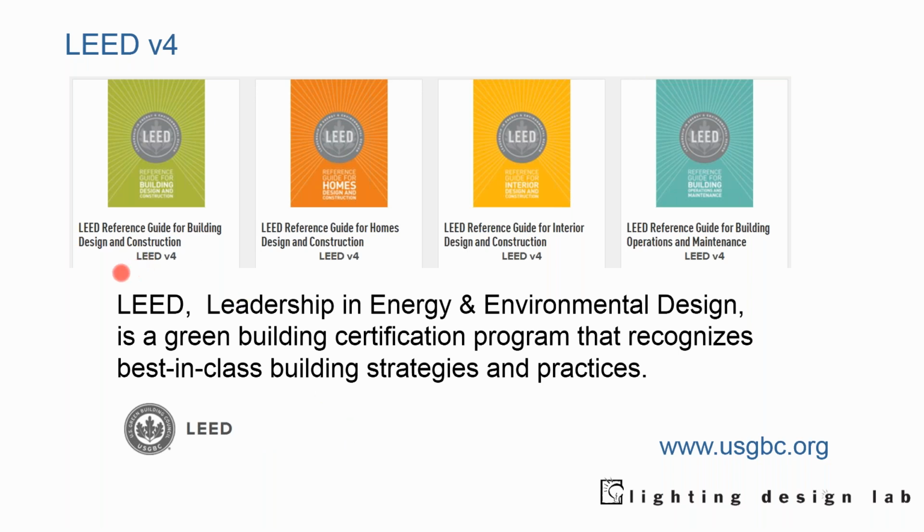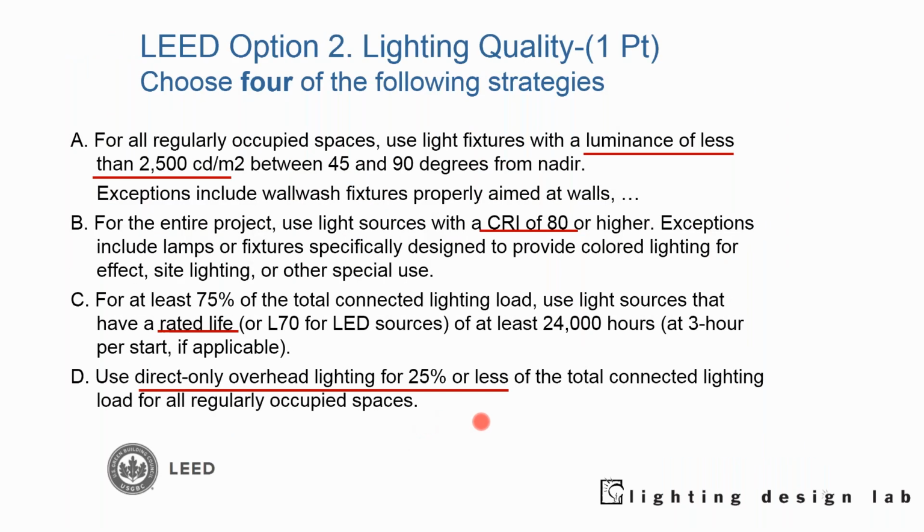And they cover a range of things: design and construction, residential, interior, and building operations and maintenance. There's also LEED EB, which I don't actually see here, but that's existing buildings. It's not a heavy lift, especially if you're working in Seattle or even Washington State, where there are fairly progressive energy codes. You would choose 4 of the following strategies. So here's A through D, and then there's another 4 on the next page. So it's not that difficult.